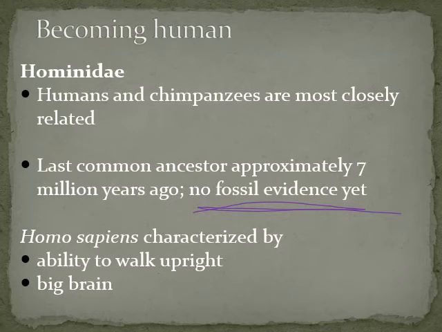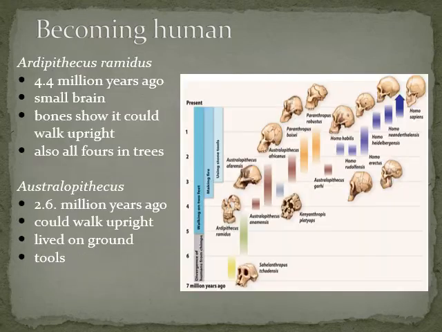Okay, but Homo sapiens, so modern day humans, we are characterized by the ability to walk upright as well as a big brain. So we've got a much bigger brain than most other members of the family. So we start back about 4.4 million years ago with Ardipithecus ramidus. They had a pretty small brain. They do have the bones that show they could walk upright, but they would also go on all fours in trees. So that's Artie, right? That's the one we were just talking about.